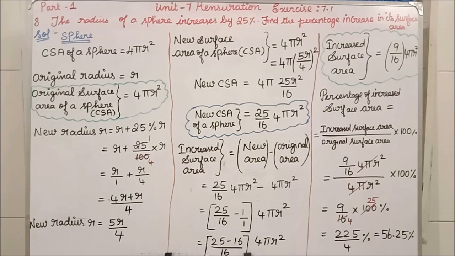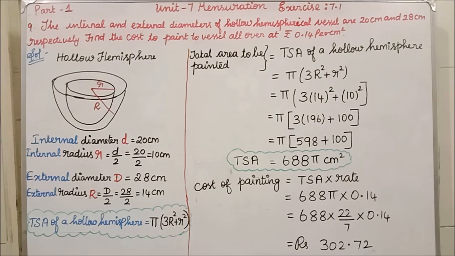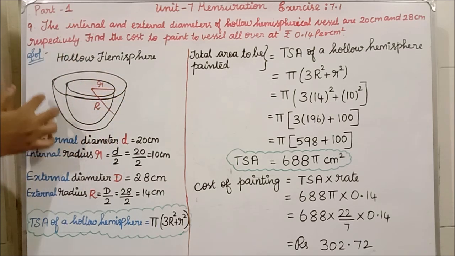The 8th question, it is a very important question. 9th question, the internal and external diameter of a hollow hemispherical vessel are 20 cm and 28 cm respectively. Find the cost to paint the vessel all over at rupees 0.14 per centimeter square. See, in this question what are they talking about? They are talking about a hollow hemisphere. If the word hollow comes, how will you draw the diagram? You will draw the bigger one, and inside that the same shape.